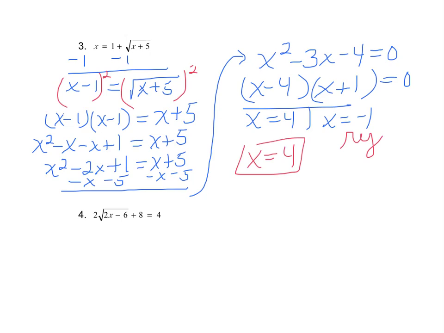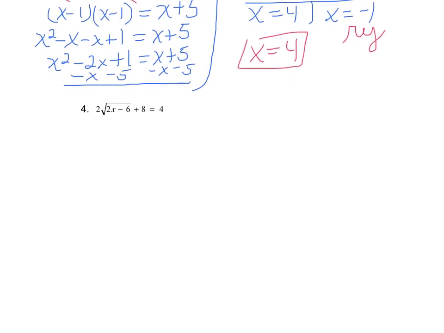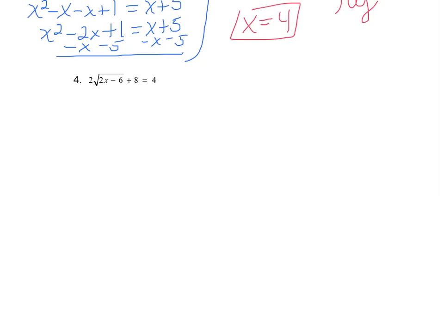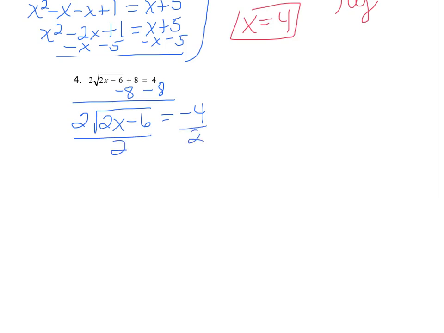All right, let's go down to example number 4 now. In example number 4, the radical is not isolated, so we have a couple of things to get rid of. We have a multiplying 2 and an adding 8. So according to algebra, we need to eliminate addition and subtraction first. So we're going to get rid of 8 by subtracting it on both sides. So I have 2 times radical 2x minus 6 equals a negative 4. I'm now going to divide each side by 2. So I'm going to end up with radical 2x minus 6 equals a negative 2.